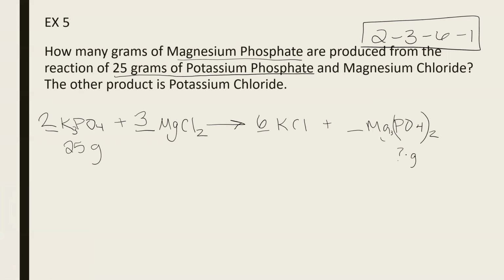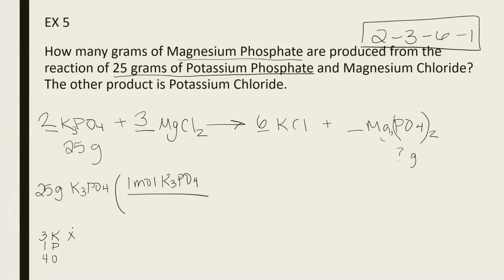Still mass to mass. All right. 25 grams potassium phosphate. Molar mass of that, actually correct this time, 3 potassium, 1 phosphorus, 4 oxygen. Potassium about 39, phosphorus about 31, oxygen about 16. This is really the only time you can say about in chemistry. About 112 for my molar mass.